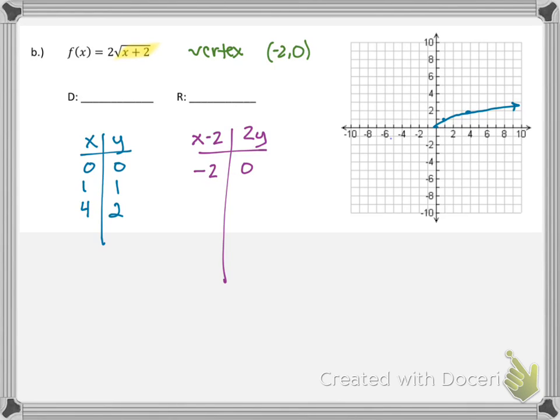And then for x, 1, 1: 1 minus 2 is -1, and 1 times 2 is 2, so -1, 2. And then 4 minus 2 is 2, 2 times 2 is 4. And you have your 3 points, -2, 0, -1, 2, and 2, 4. And that's the same graph that we got.